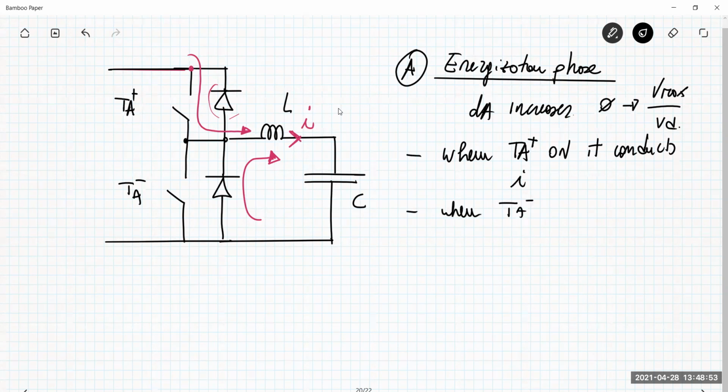When Ta plus is off, Da minus conducts the current I. This is Da minus and this is Ta plus. So the two devices that in this phase are supporting, conducting the high current flowing to the load are Ta plus and Da minus. So this is a typical, remember, buck operation.